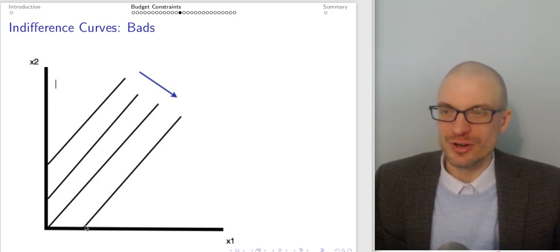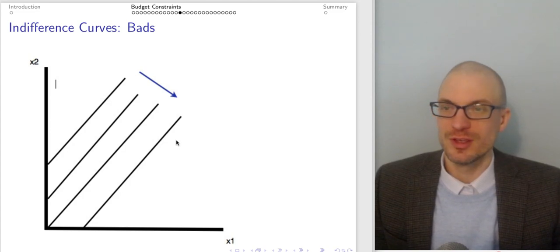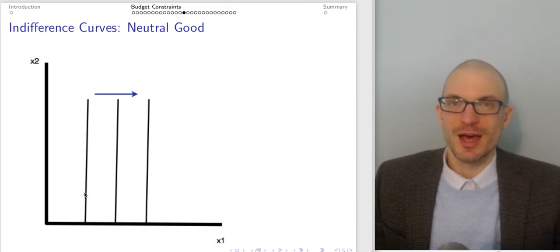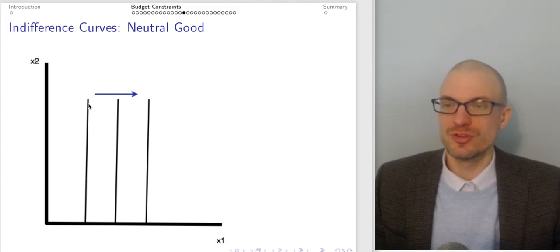But here, good 2 is a bad. To keep me as well off as I was before, you have to give me more of good 1 if you're increasing how much good 2 I have. Good 2 is a bad. Here, good 2 is neutral. To make me on a higher indifference curve, you have to give me more of good 1. Doesn't matter if you give me more of good 2, I'm going to be as well off as I was before.